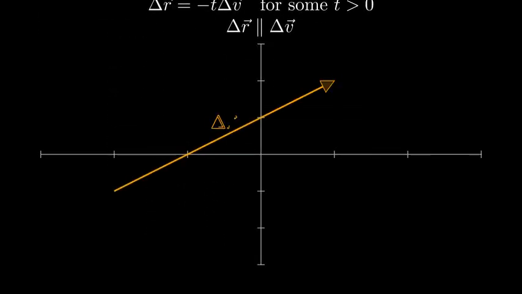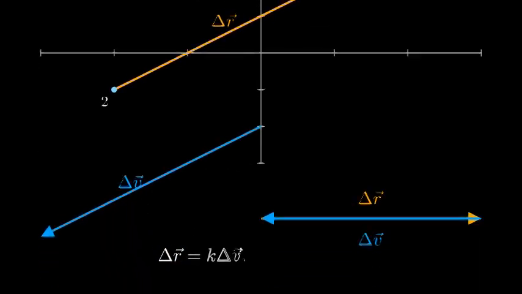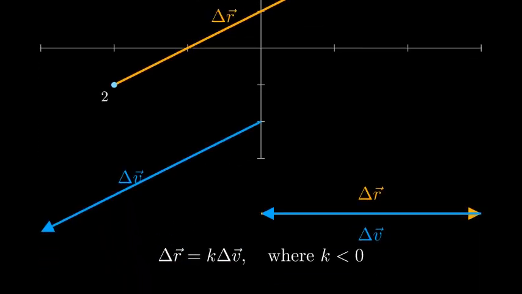Here's delta r, the initial displacement vector between the particles, and here's delta v, the relative velocity vector. For a collision to occur, these vectors must be parallel and in opposite directions. We can express this mathematically as delta r equals k times delta v, where k is a negative scalar.